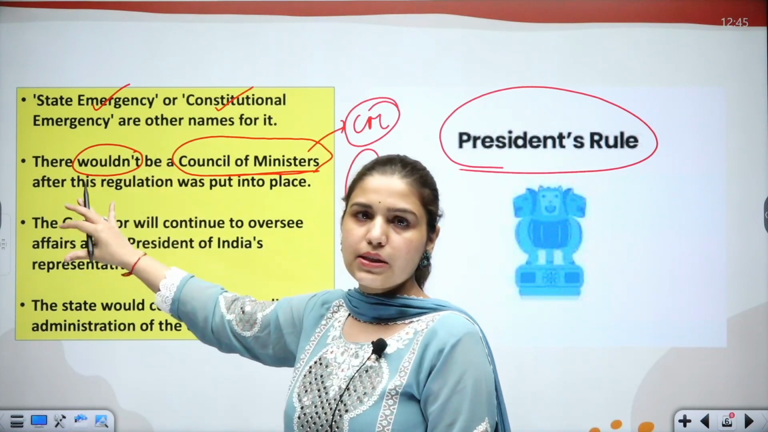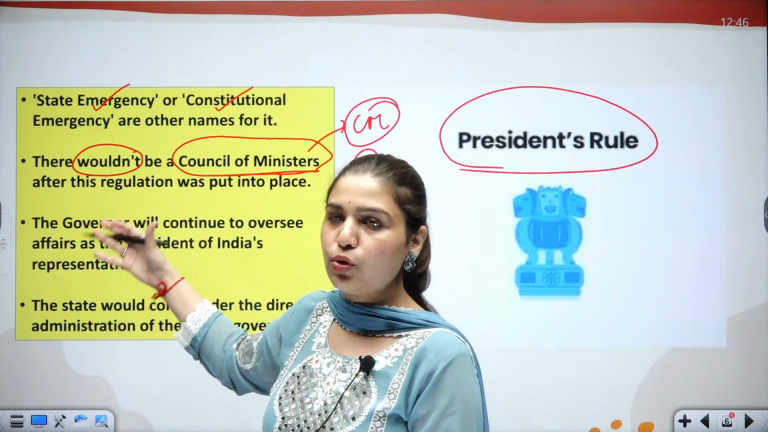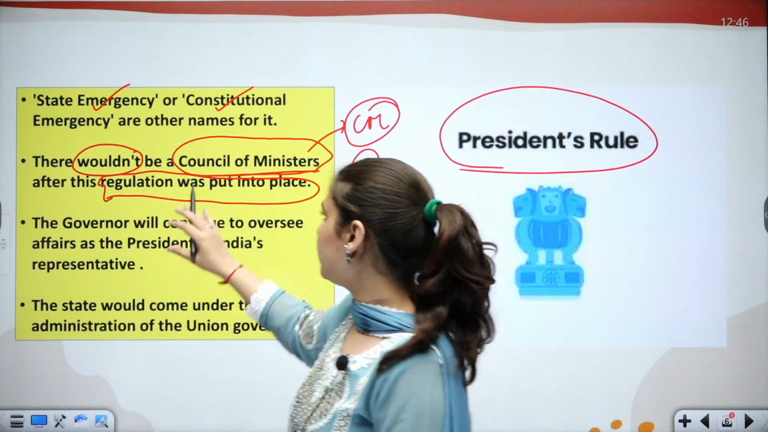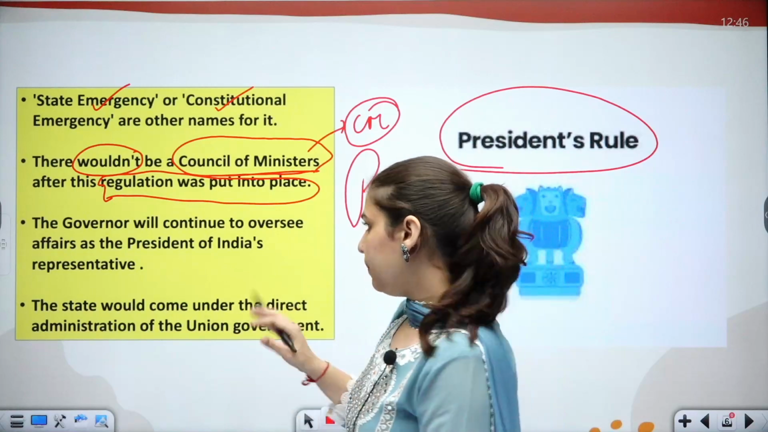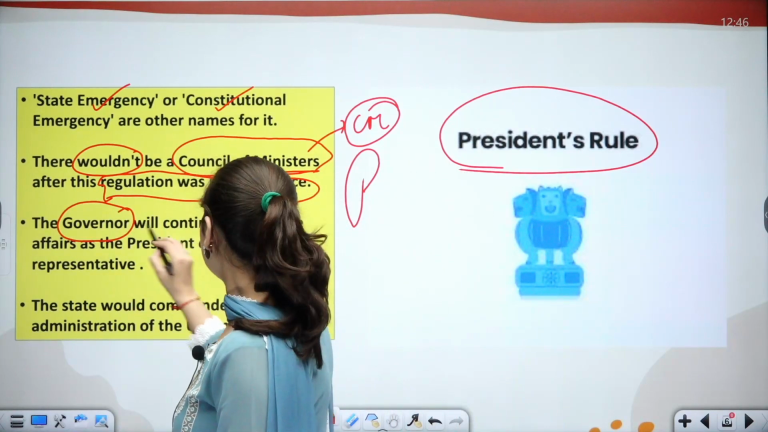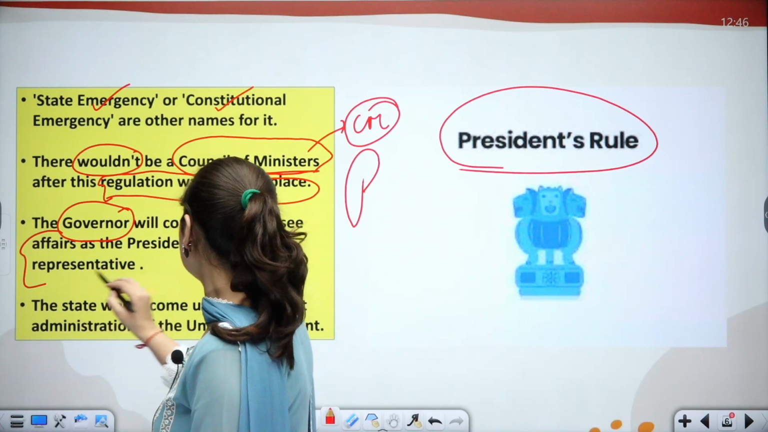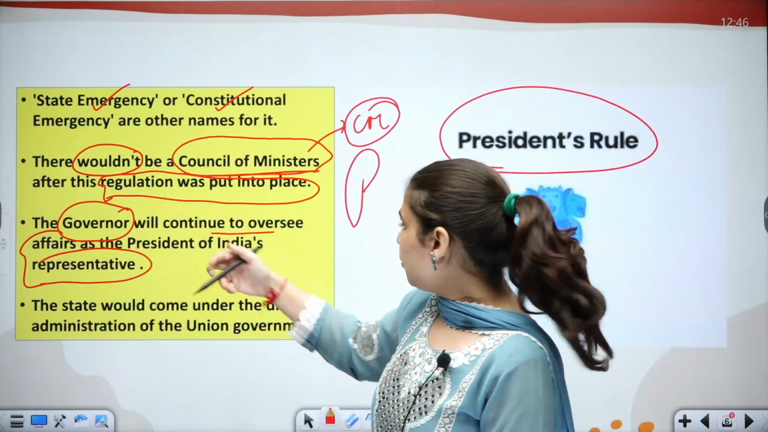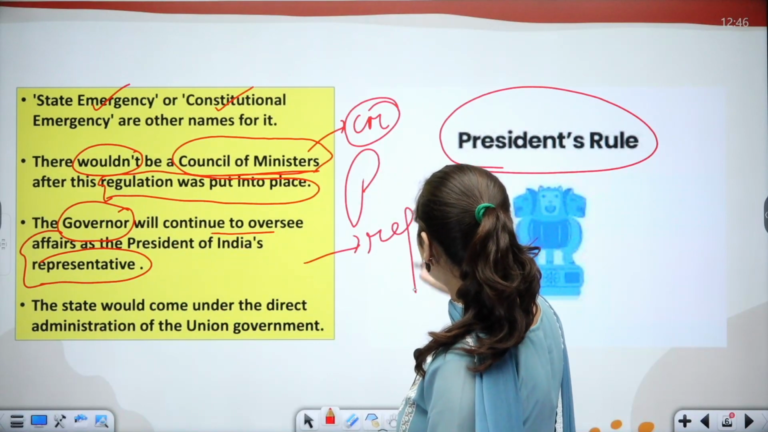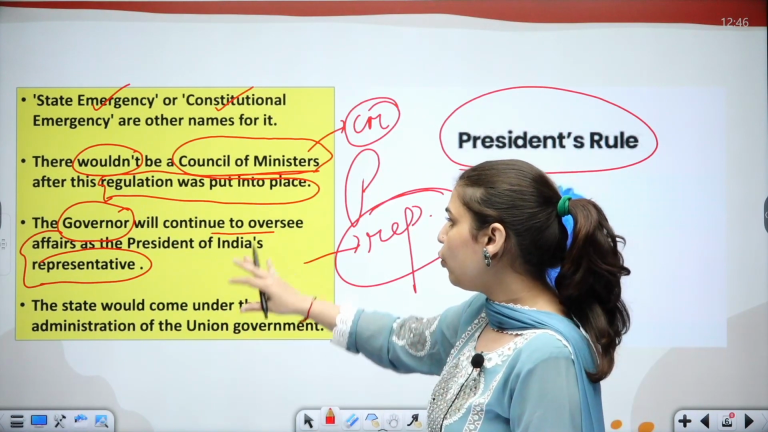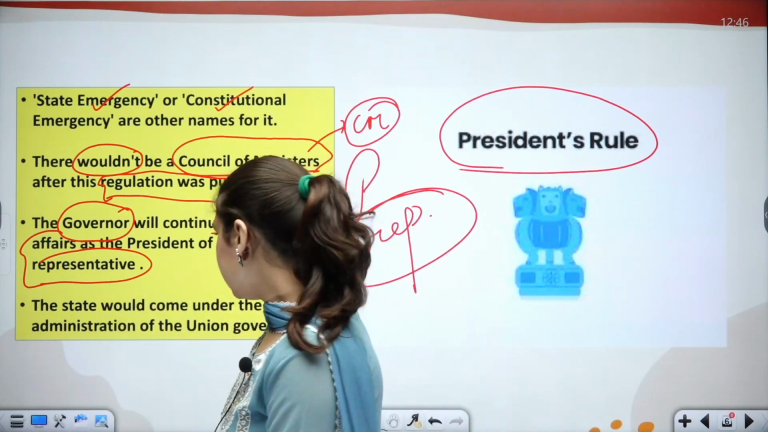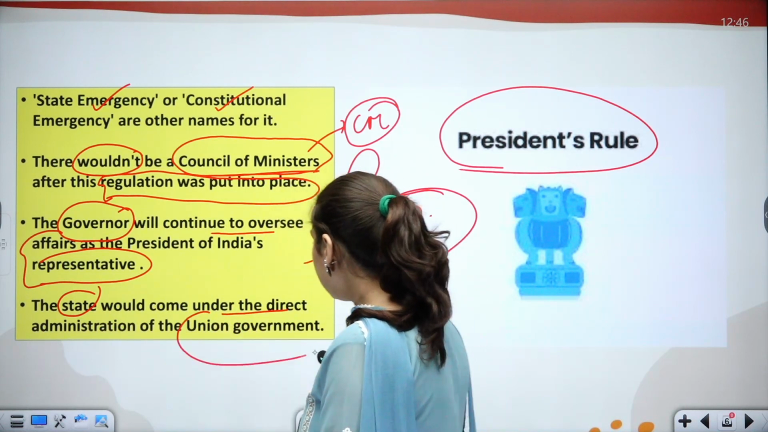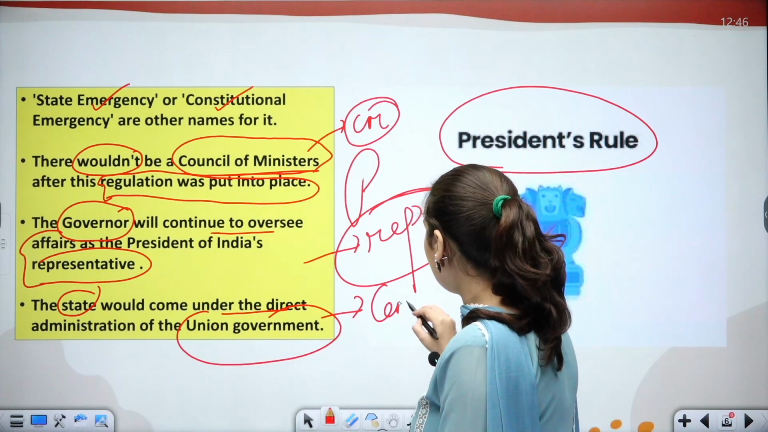But if president rule is imposed in that state, there would not be any council of ministers. The governor will continue to oversee the affairs as the president of India's representative. So the governor submits his reports, he becomes the representative of the president of India, and he oversees the affairs of that particular state. And the state would come under the direct administration of the union government or the central government.